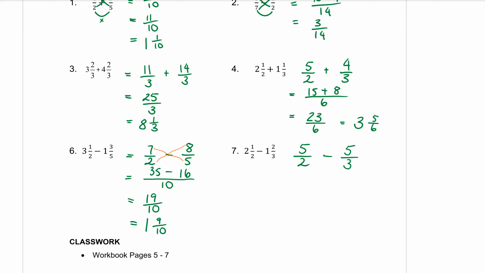Okay, the denominators are different. So I times them together. 2 times 3 is 6. Then I times diagonally. 5 times 3 is 15, minus 5 times 2 is 10. Subtracting the top, 5 take away 10 is 5 over 6. That is a proper fraction, meaning that the top number is already smaller than the bottom, so we can't change that into a mixed numeral, and it's already finished.